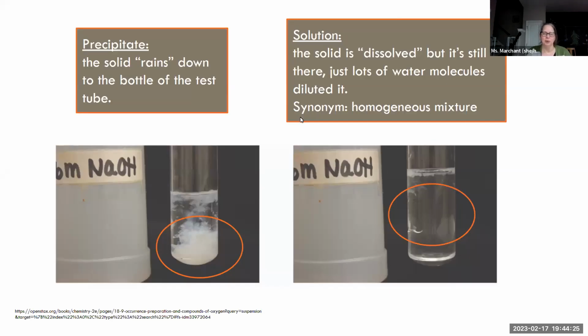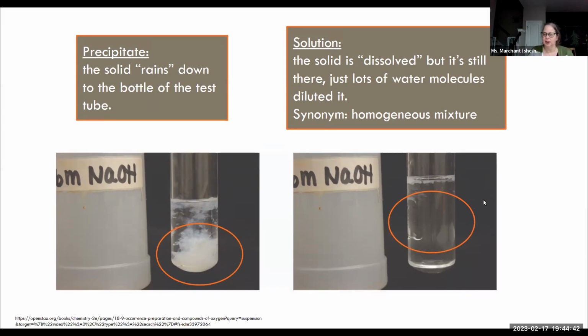You've heard about precipitation: rain, snow, sleet, hail, anything that is coming down. In chemistry, that is when the solid ends up collecting at the bottom. It's your precipitate. Whereas on the right side, the same sodium hydroxide is in solution. It's been dissolved in the water.